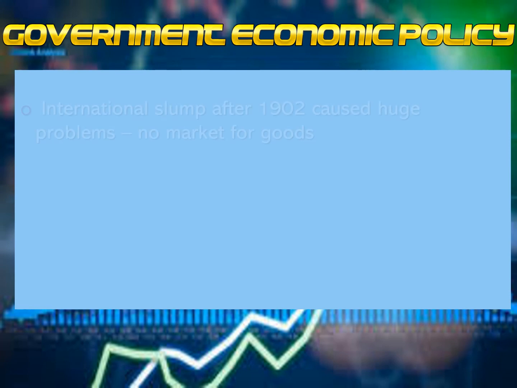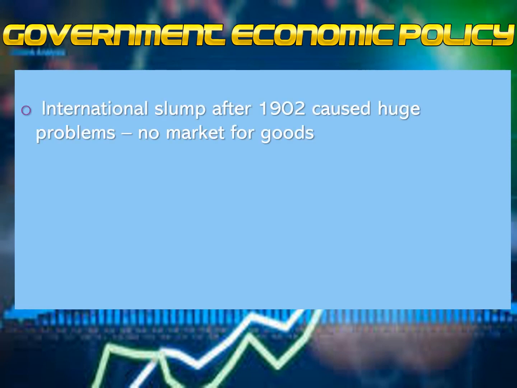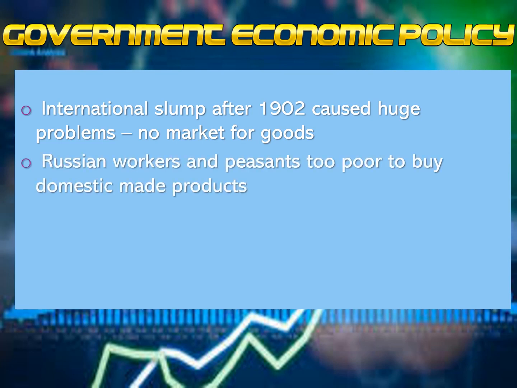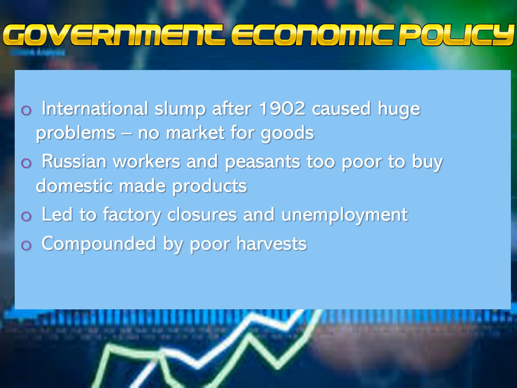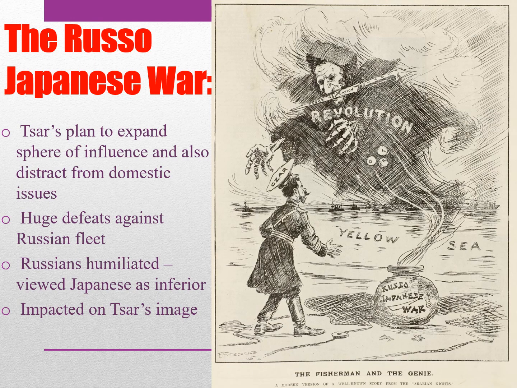Unfortunately, in 1902 there was an international slump which caused huge problems for the economy of Russia. There was no market for the goods. The Russian workers and peasants were too poor to actually buy domestic made products at this point in time. It led to factory closures and to high unemployment rates. It was also compounded by poor harvests that year, so again a lot of issues with the peasants as well as the urban workers, and a lot of resentment as well.